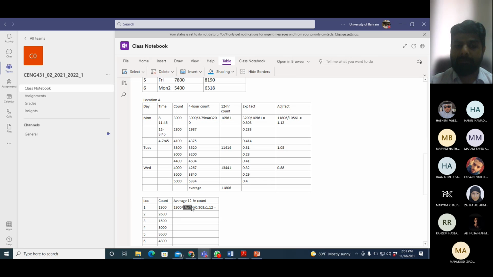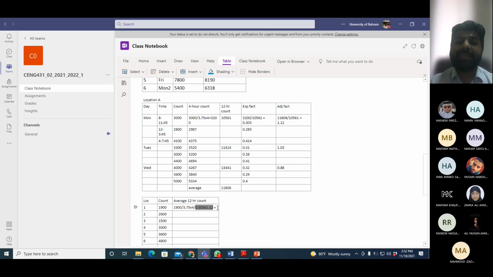So this will remain the same for all locations. And these two factors will be on the basis of which day and time the data was taken. For locations 2 and 3, the day is the same, so 1.12 will remain, but the time is different. So for location 2 it will be 0.8283, for location 3 it will be 0.414, and so on. Just the factors are changing, all the factors are written here. So you multiply and divide with the factors and you get the values.